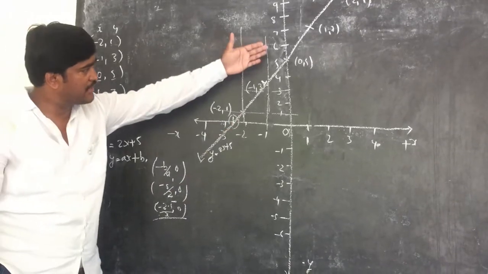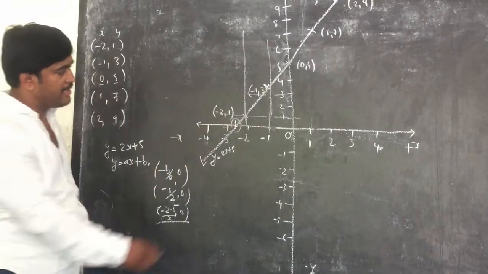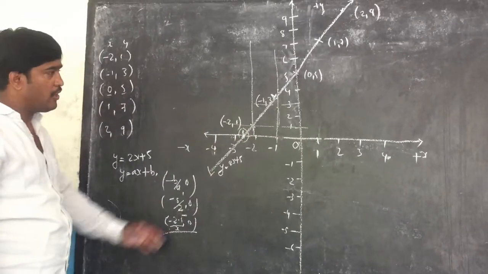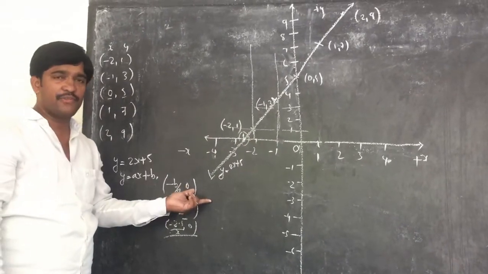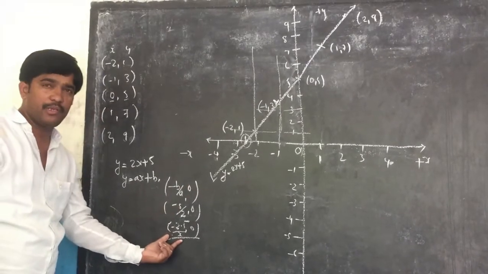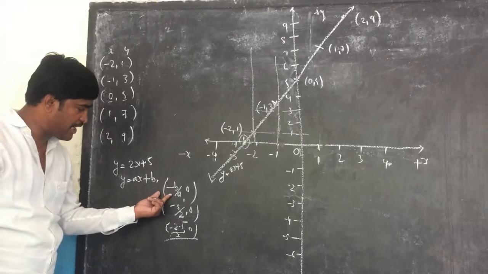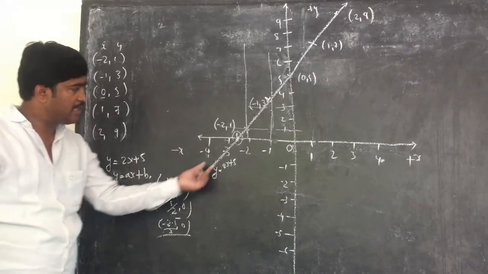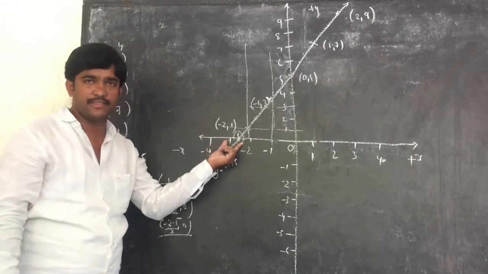Now you can observe that this straight line is intersecting the x-axis at only one point. This is how we draw the graph of a linear polynomial, and also how we find the zero of the polynomial. To conclude, (minus b by a, 0) will be the point where the graph will definitely touch the x-axis.